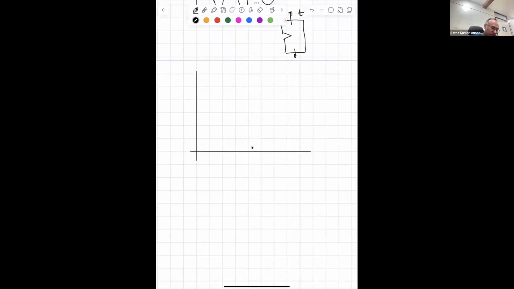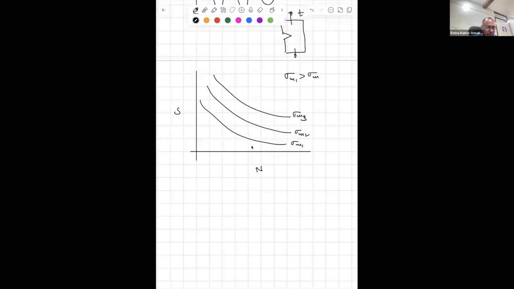So the diagram that I have shown in the slides, if you plot stress versus life, let us say this is sigma m1, sigma m2, and this is sigma m3. Sigma m1 is greater than sigma m2, which is greater than sigma m3. Why is that way? Because as you increase the mean stress, all of them are greater than 0. All of them are positive.